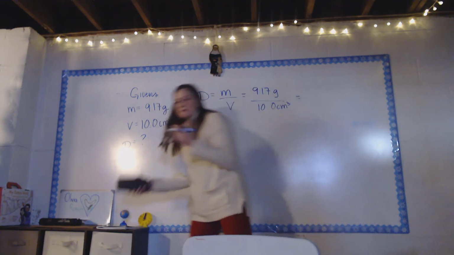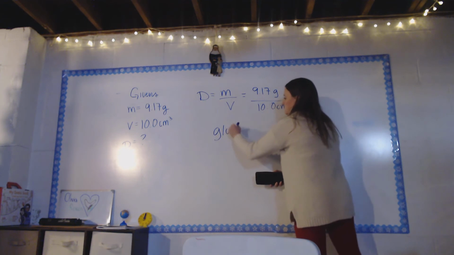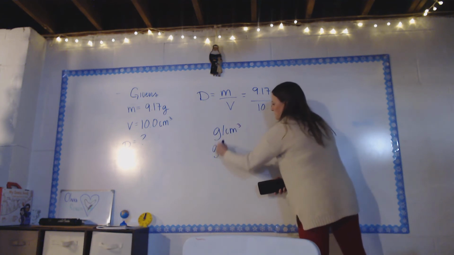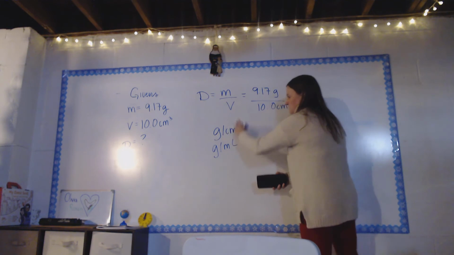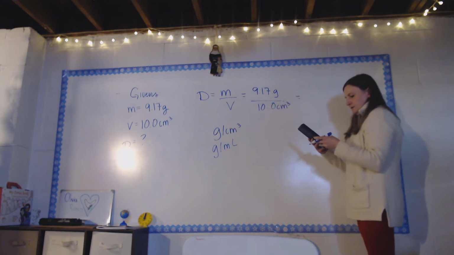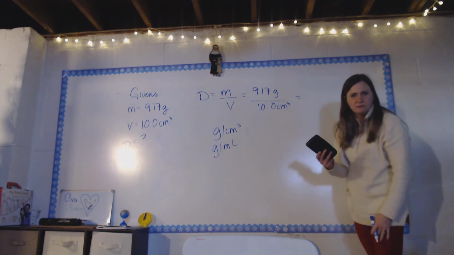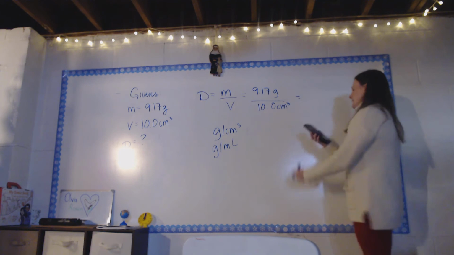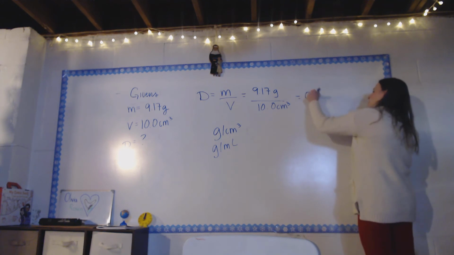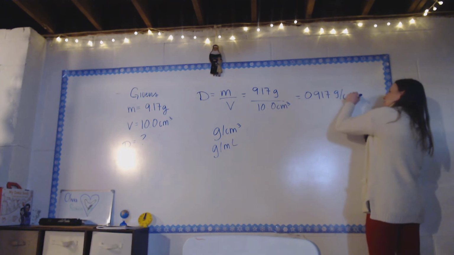We've got units that are nice. We like our densities in grams per centimeter cubed or grams per milliliter. We see these two most often. And so here I'm going to take 9.17 and divide it by 10. Why am I putting that in my calculator? We know how to do that in our heads. Oh my goodness. And so this is 0.917 grams per centimeter cubed. So that's my answer.